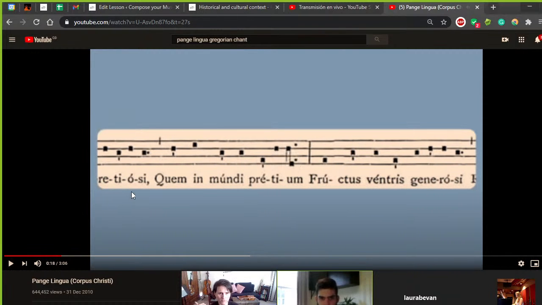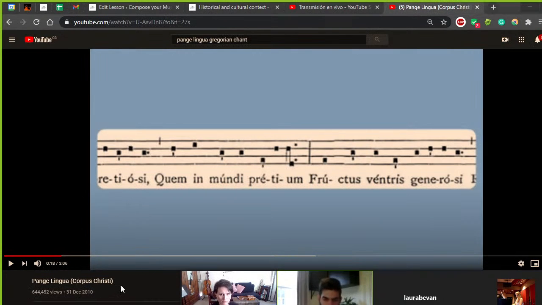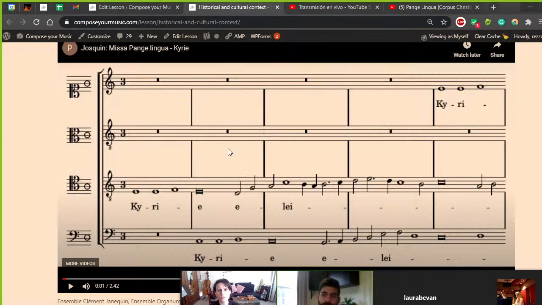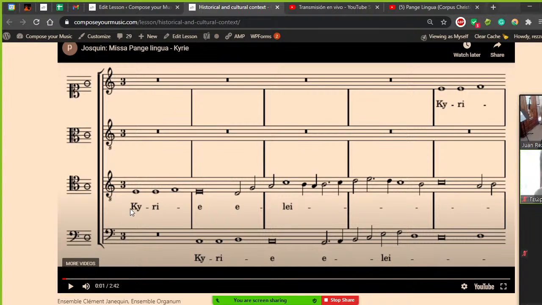So he took that and then developed the whole mass based on the Pange Lingua Corpus Christi. That's why the mass is called Pange Lingua. So these are things that we can see from the beginning. The flow of the melody.